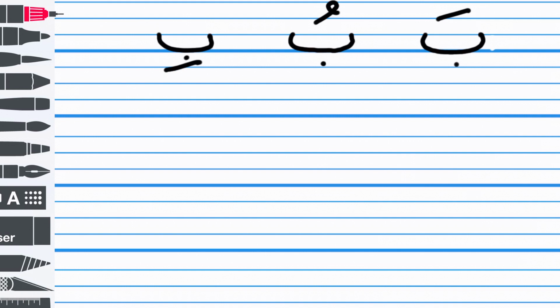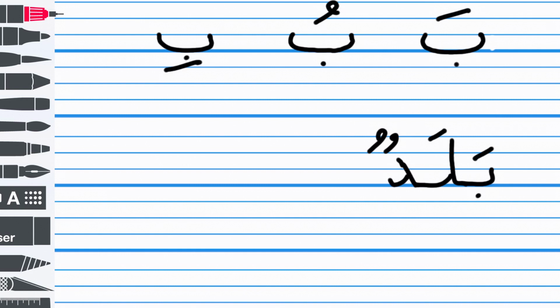So this is a little bit simple. Now try to write the letter ba, but this time in a word like baladun. So we write ba in the beginning, and then we link it to the next letter, which is lam, la, and we add the letter dal, dun.